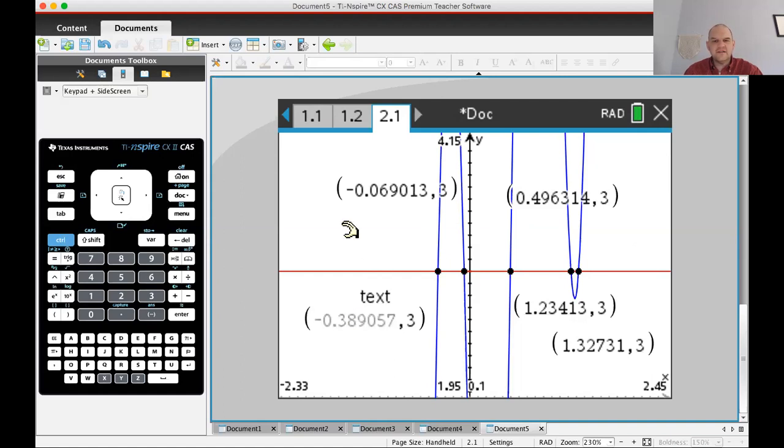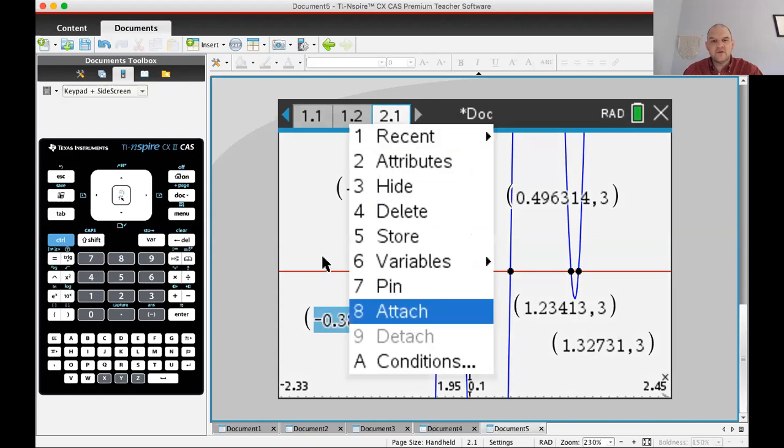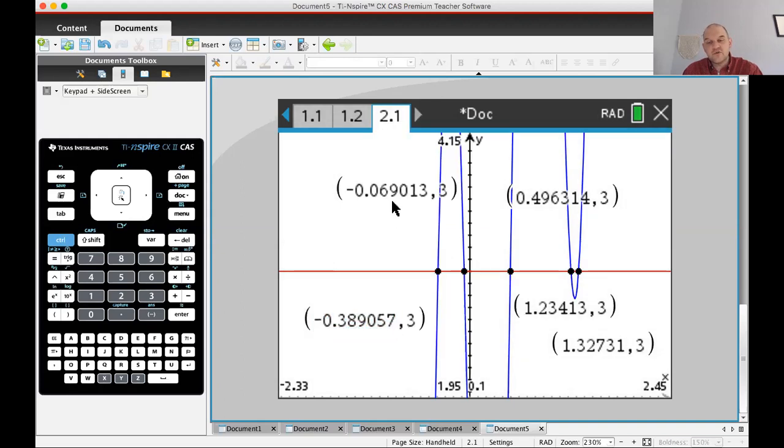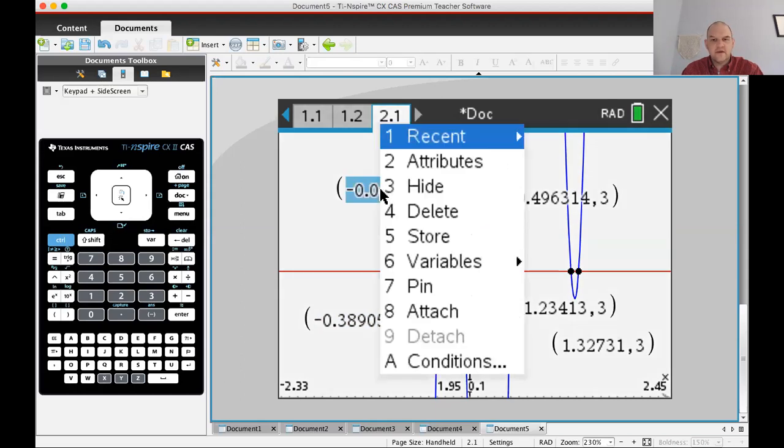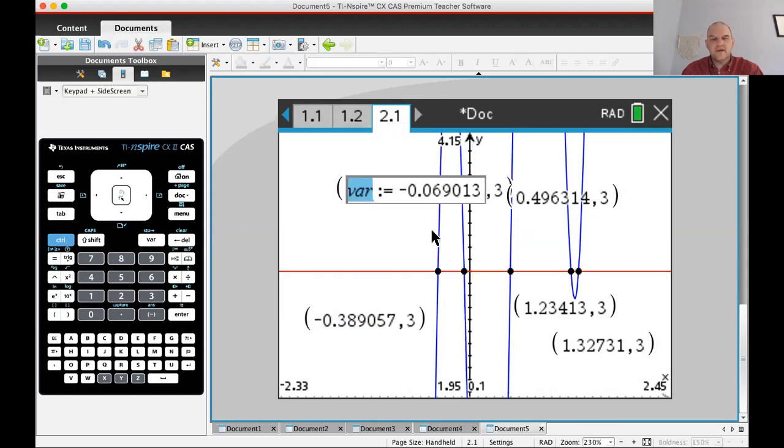So I'm going to do something a little weird. You need to know how to store values from here. So I'm just going to show you right now, right? So arrow over it. I can't do this on the emulator because it won't let me, but what you're going to do is press the control button and then the menu button while you're arrowed over it. Press control menu and choose store. And I'm going to call this X1.